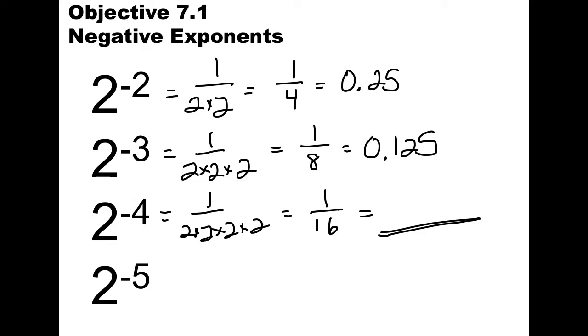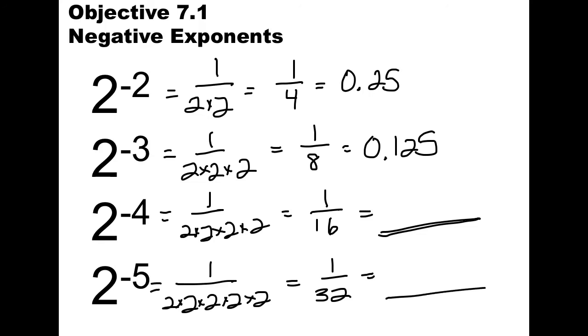Now let's look at 2 to the negative fifth power. You guessed it, the same pattern emerges: 1 over 2 times 2 times 2 times 2 times 2. That equals 1 over 32, because 2 times 2 is 4, times 2 is 8, times 2 is 16, times 2 is 32. And what decimal emerges?